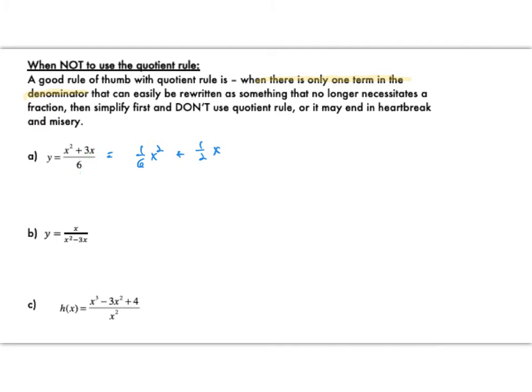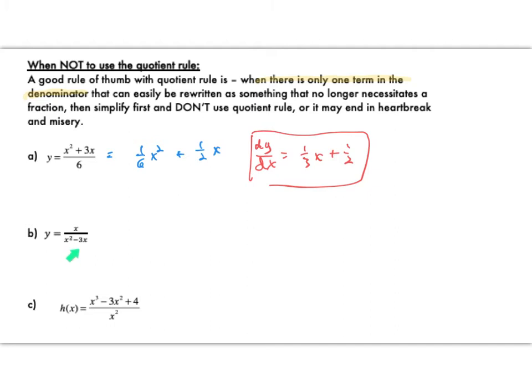Okay, so now that I've done that, I can avoid the quotient rule altogether, and I can turn my focus on the derivative dy over dx. And that is going to wind up being, okay, well, 2 over 6, that's going to be 1/3 times x plus 1/2. And that is where I should probably stop. And that was a lot easier than using the quotient rule because, again, we only had one term.